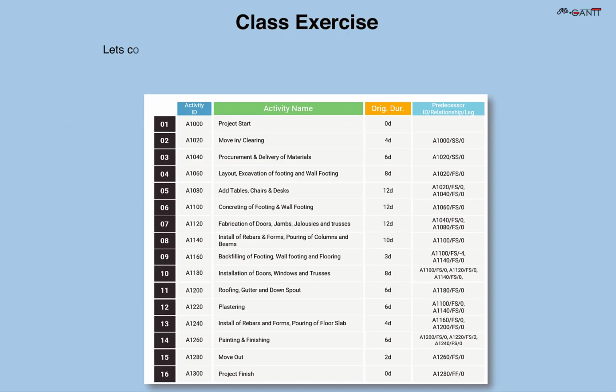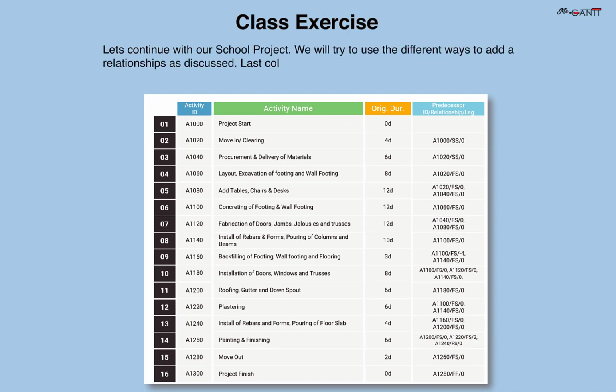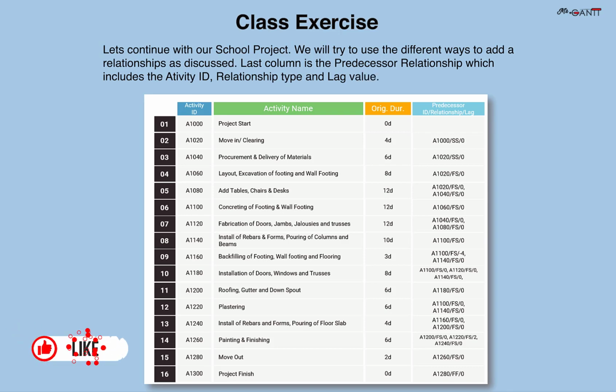Welcome to our class exercise. Let's continue with our school project. We will try to use the different ways to add relationships as discussed. Last column is the predecessor relationship, which includes the activity ID, relationship type, and lag value.